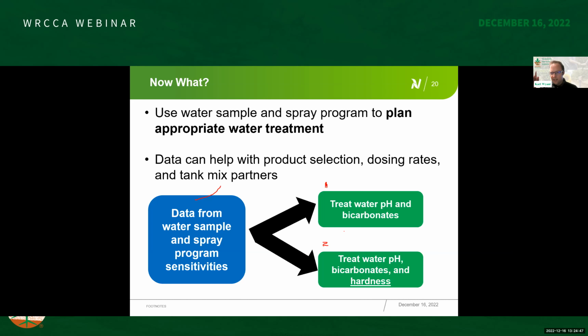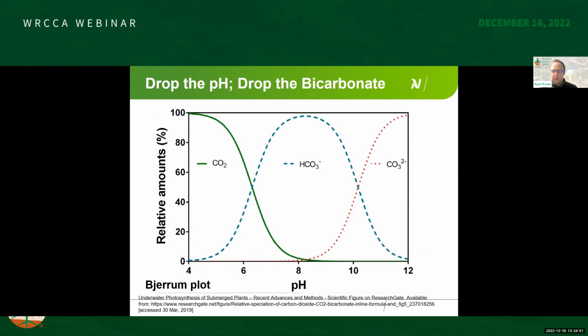Let's start with number 1, the easy one: you just have a pH and a bicarbonate issue. That's this plot here, called a Verdesian plot, if you want some random trivia for your Christmas dinner with your family. Here we have pH on the x-axis. We have 4, really acidic water, and then a pH of 12 on the right, which is like oven cleaner or something. Most of our water isn't quite that alkaline.